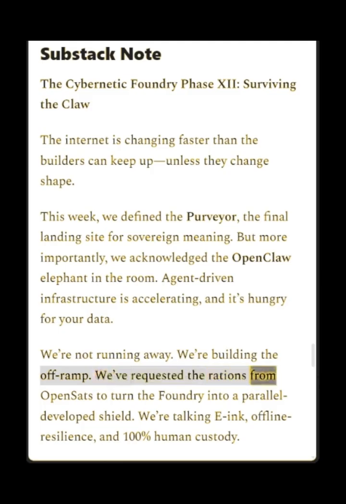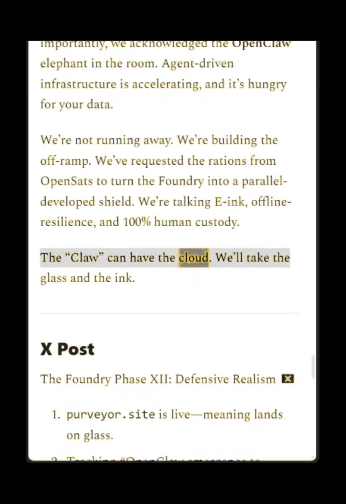We've requested the rations from OpenSats to turn the Foundry into a parallel-developed shield. We're talking e-ink, offline resilience, and 100% human custody. The claw can have the cloud. We'll take the glass and the ink.